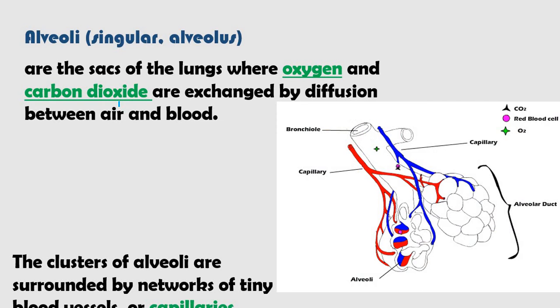The clusters of alveoli, a cluster meaning a group of alveoli together, are surrounded by, like we said, networks of tiny blood vessels. And we agreed before that these tiny blood vessels are called capillaries. Capillaries are very thin, and this is what makes the gas exchange possible.